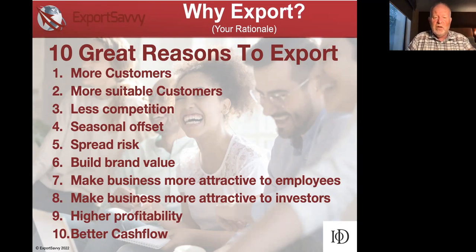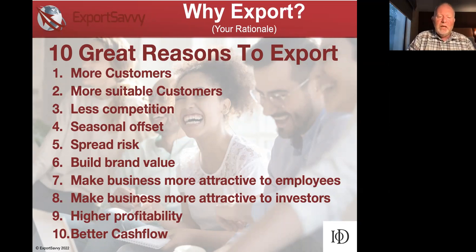Maybe seasonal offset is good for you. You sell lots of stuff in the summer, but you don't sell it for the rest of the year, or lots of stuff at Christmas time, but you don't sell it for the rest of the year. So how can you offset that seasonality? What about spreading risk? By going into other markets, you're helping yourself if one economy starts to go down, like the UK economy, and unfortunately, the outlook doesn't look great at the moment. How do we spread that risk and move things around?